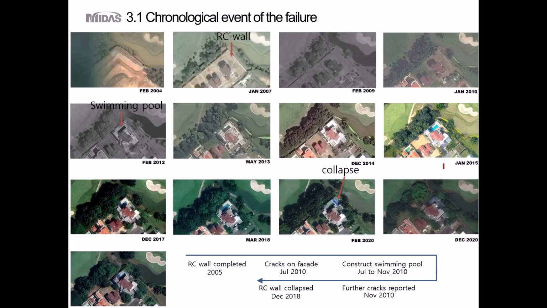An RC wall was constructed in 2005. After 5 years, some cracks were observed on the RC wall facade. And within the period of July to November in 2010, the owner constructed a swimming pool behind the RC wall. And at that time, some further cracks were reported. And the RC wall collapsed in December 2018.